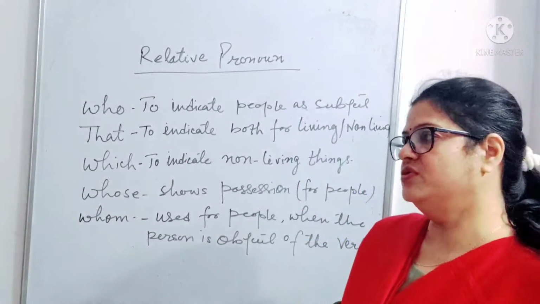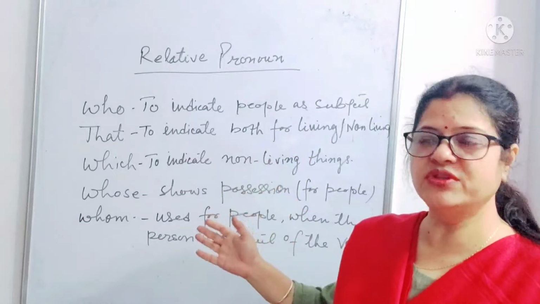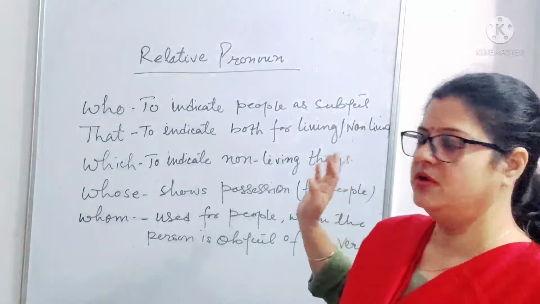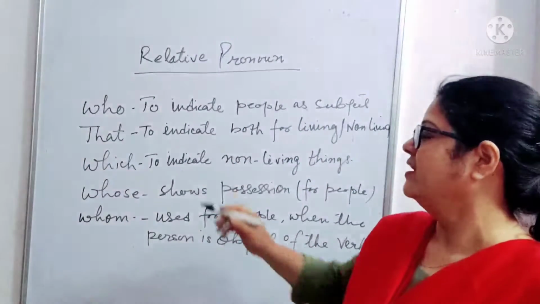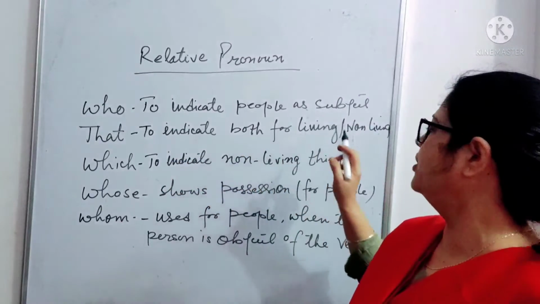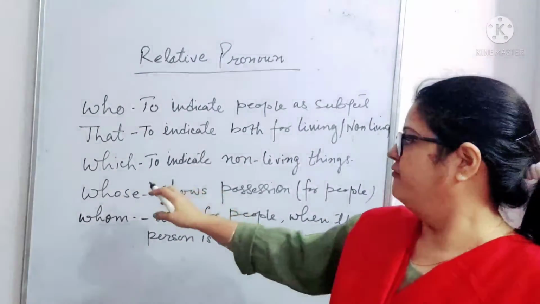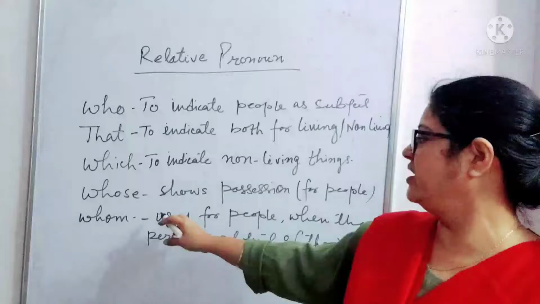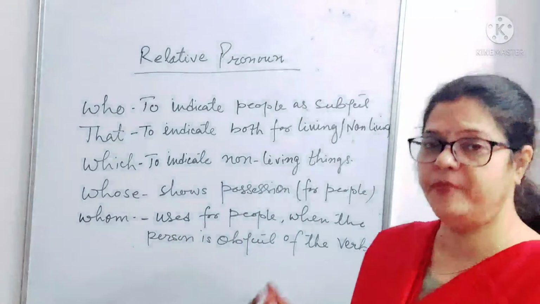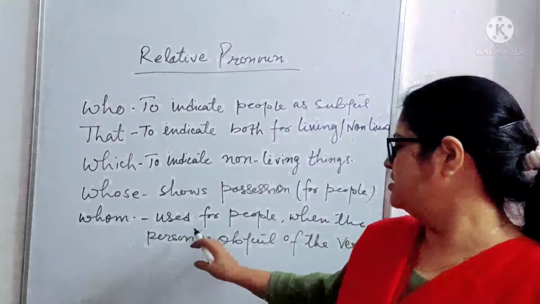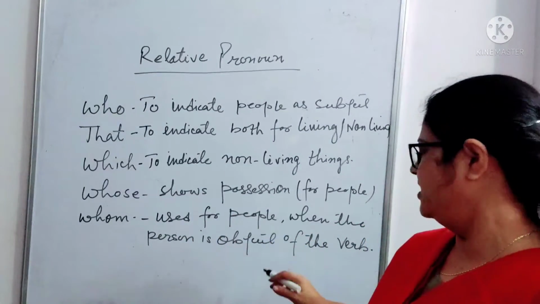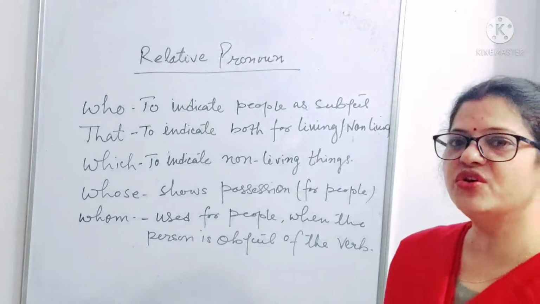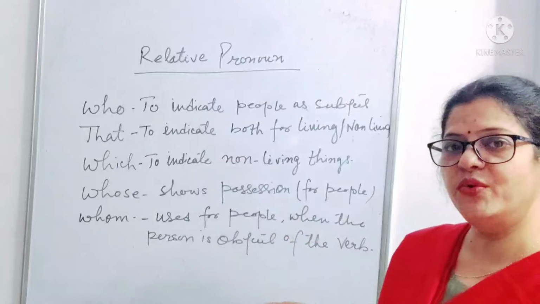Who is to indicate people as subject. Okay, like the first example I gave you, the boy who stole my money. So it is used in the place of subject, as people as subject, you can say. Now that is to indicate both living and non-living things, whose shows possession for people, and whom is used for people when the person is the object of the verb.